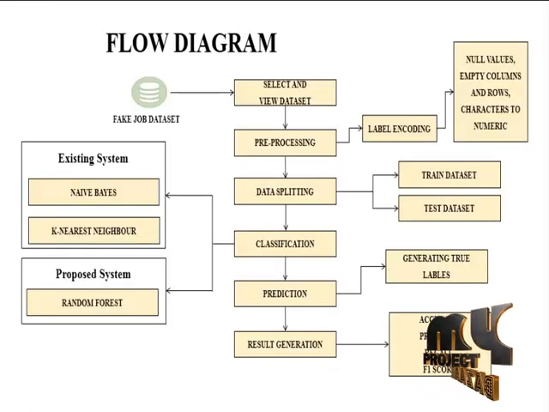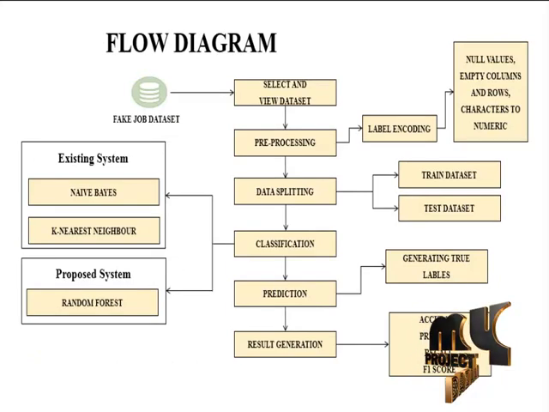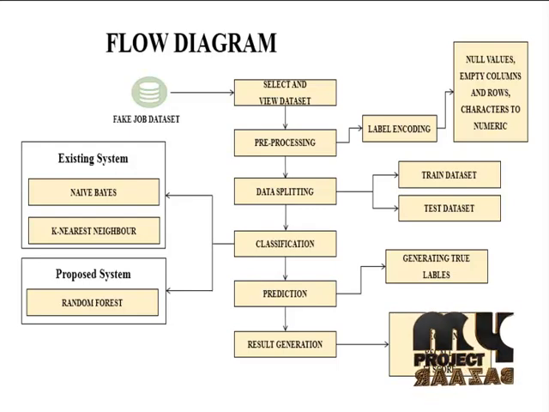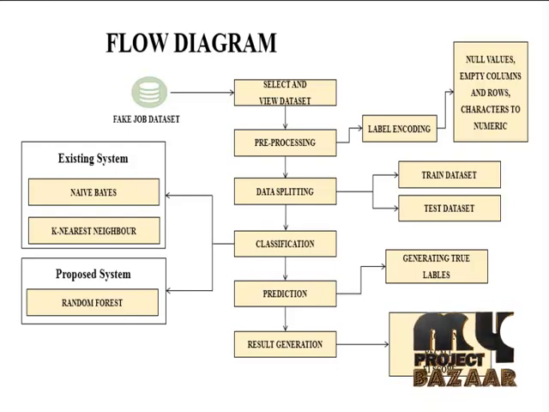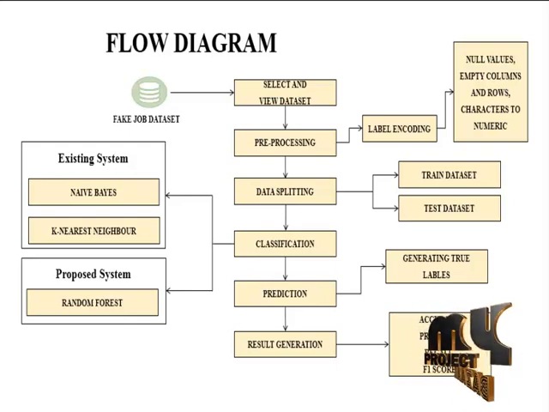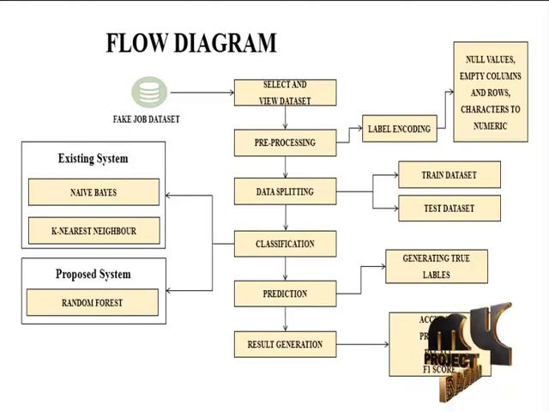And the flow diagram of the project is, first we need to take the input of the fake job dataset, and we use this dataset in our console working directory. After that it will be implemented into pre-processing. In pre-processing we are going to clean our dataset. In cleaning we are going to check the missing values and null values, and we need to drop the empty columns or unwanted columns from our dataset. Then it will implement the label encoding method, which is used to convert the strings into numerical values.